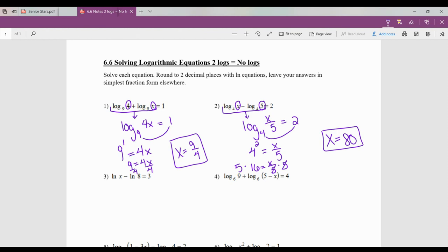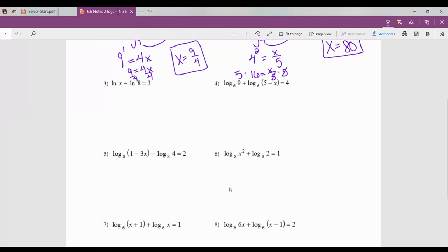All right, so just double checking. It would give me a positive log if I plug in 80 for x. Yep. Okay, on to the next two.